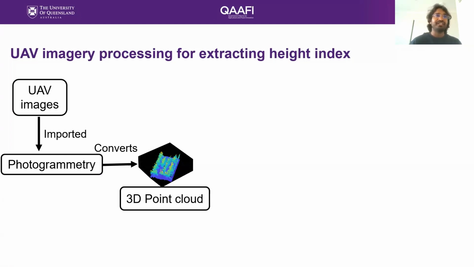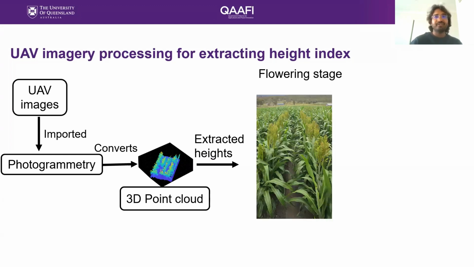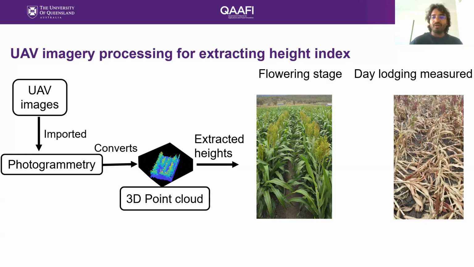We used UAV imagery taken at two different crop stages to analyze change in pixel height. The first set of images was captured around the flowering stage. At that stage, no lodging had occurred and the crop had reached its maximum height. The second set of images was captured on the same day as the manual lodging assessments. By that time, lodging had occurred, so the change in pixel height between the two stages of the crop is due to lodging.